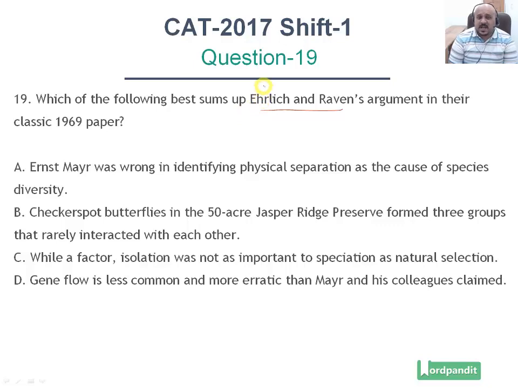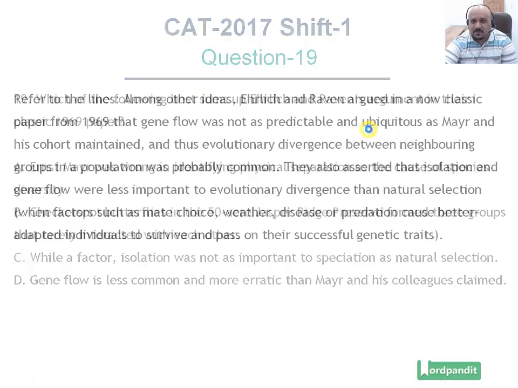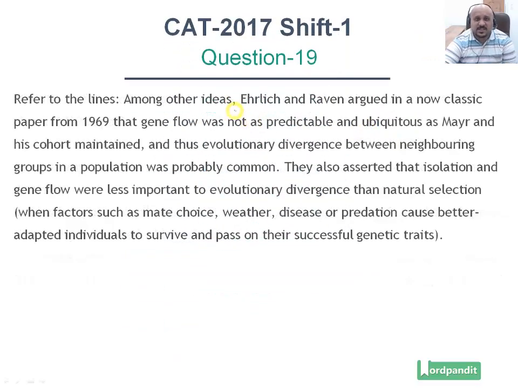Now this question is asking you, what is their argument? Which of the following options best sums up their argument? So you've got to give the best point or the best summary for Ehrlich and Raven's argument, right? Now if you refer to the extract from the passage from which this question is derived, where the ideas of Ehrlich and Raven are highlighted, Ehrlich and Raven argued in the paper that gene flow was not as predictable and as ubiquitous as Mayr and his cohort maintained.